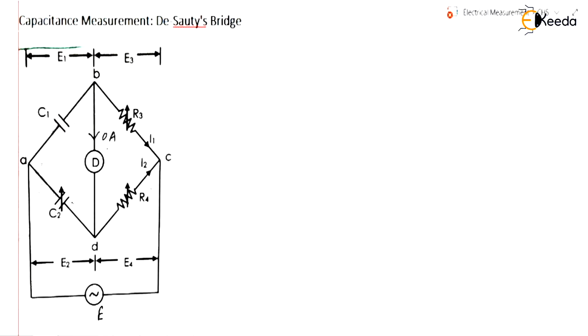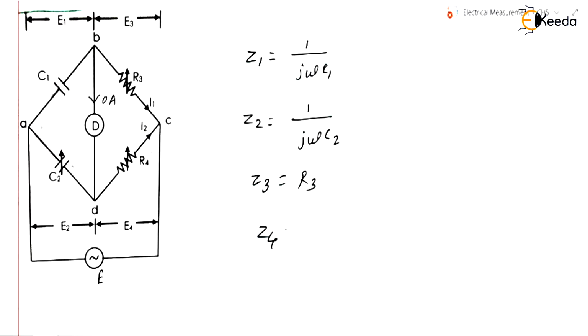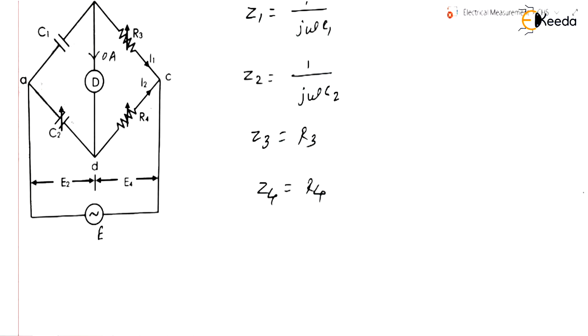Here Z1 is the impedance of branch AB. It is only a capacitor, so it is 1 upon j omega C1. Next, Z2 is the branch AD impedance. It is only a capacitor, so it is 1 upon j omega C2. Z3 is the branch BC impedance, it is a pure resistor, so it is R3, and Z4 is the branch CD impedance, so it is only R4.